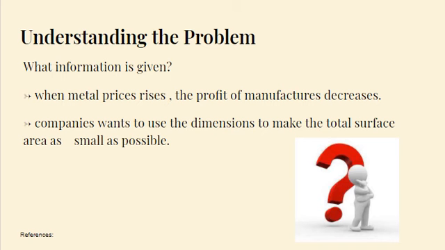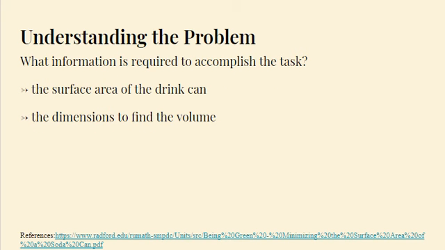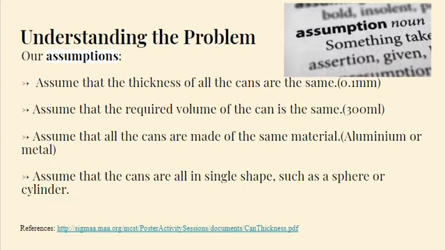The information given for this question was that when metal prices rise, the profit of manufacturers decreases. Companies want to use the dimensions to make the total surface area as small as possible. The information required to accomplish the task was the surface area of the drink can and the dimensions to find the volume. Here are some of the assumptions we have.